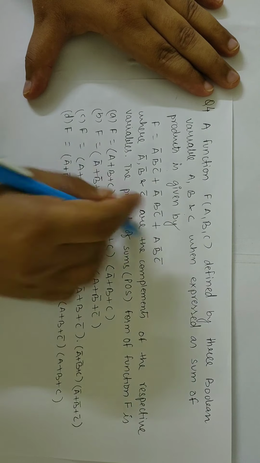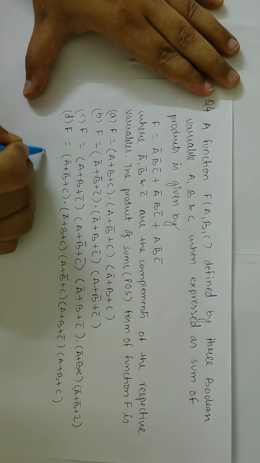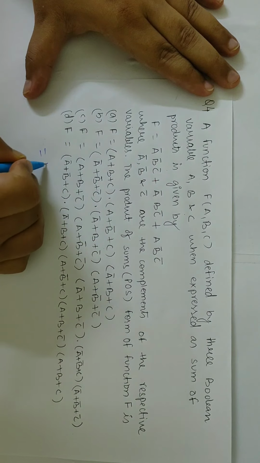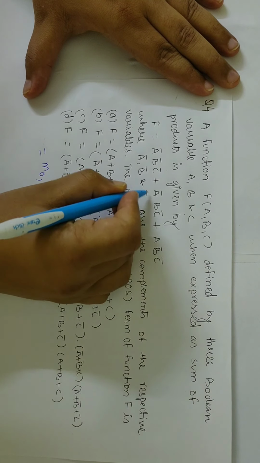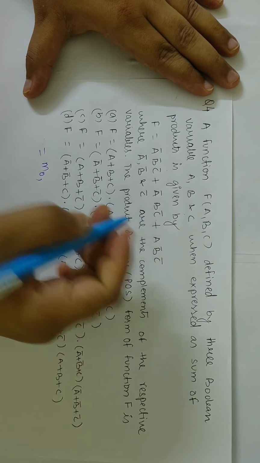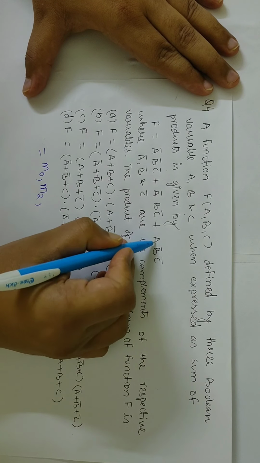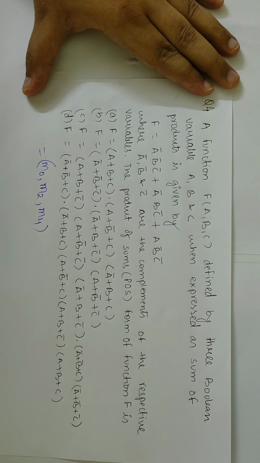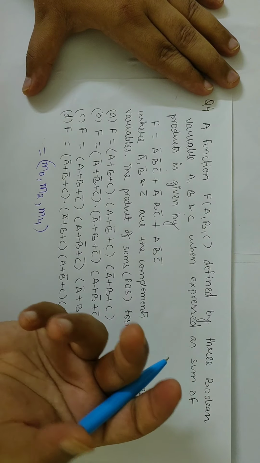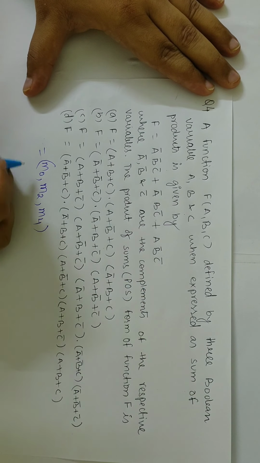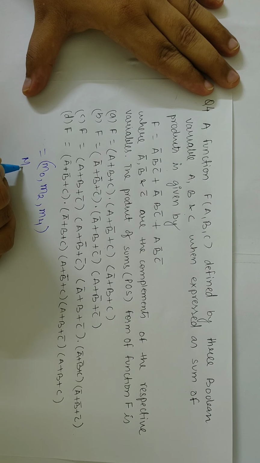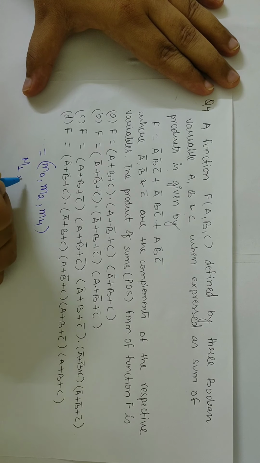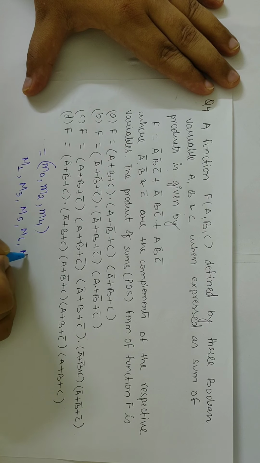From here we can write that this is m of 0, this is 0 1 0, that is 2, m of 2, and this is m of 4. So in POS form we will get just the opposite of what is there in SOP form. So in POS form we will get m of 1, 3, 5, 6, 7.